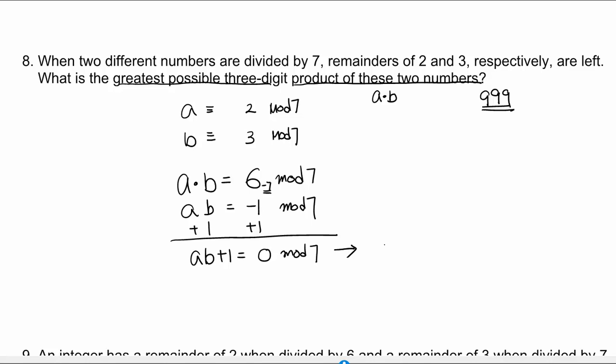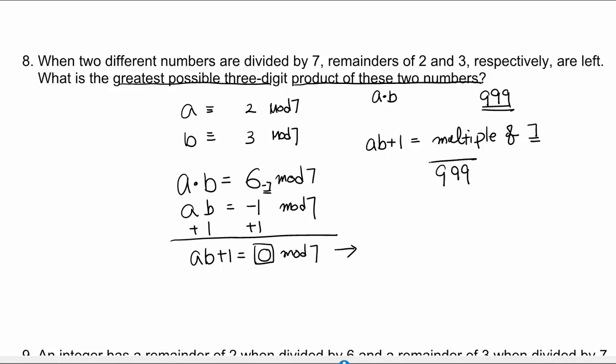What does it mean? That means A times B plus 1 is a multiple of 7, right? Because when divided by 7, the remainder is 0. So this number should be a multiple of 7. But now let's find the close multiples.